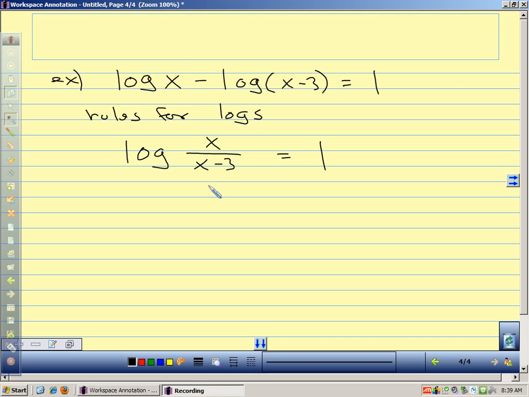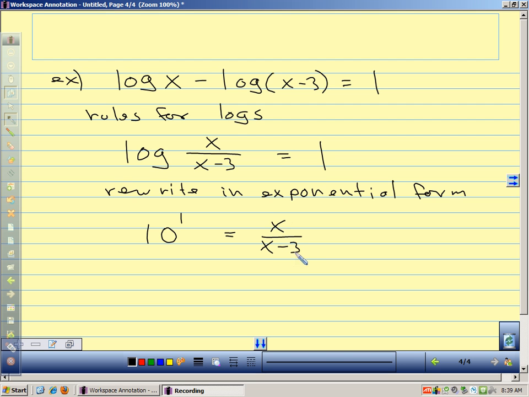Now I can rewrite in exponential form. So this rewritten in exponential form tells me 10 to the 1 power. We don't have a base here, so we know it's base 10. 10 to the 1 equals x over x minus 3. So that's the same as x over x minus 3 equals 10. 10 to the 1 is just 10.